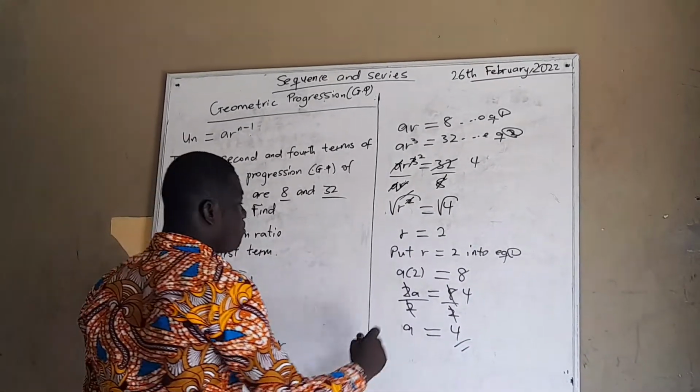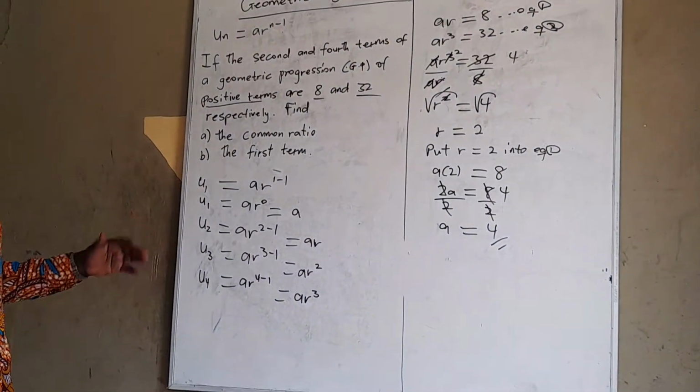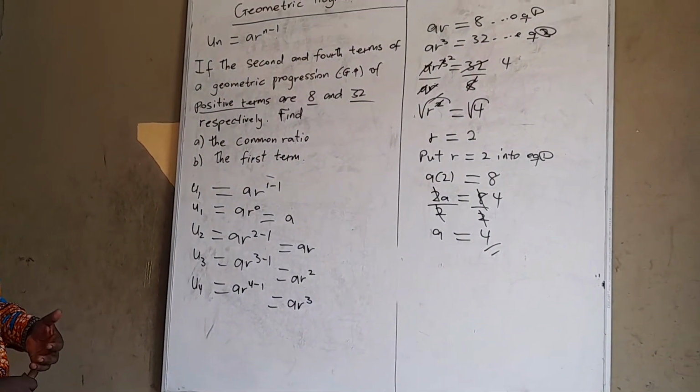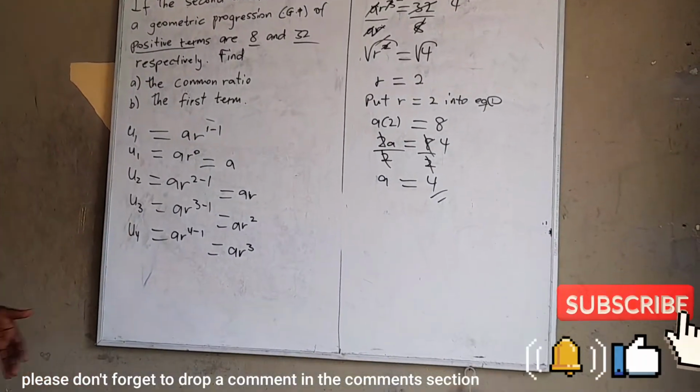So this is the B part of the question. So this is how you solve a question of this nature. So that is it.